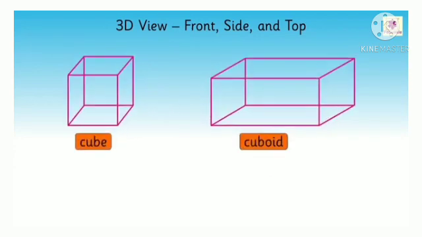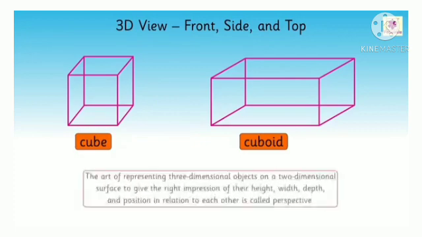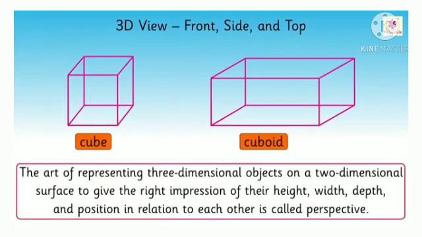Kids, we just saw how the three-dimensional shapes look when drawn on a paper which is two-dimensional. This art of representing three-dimensional objects on a two-dimensional surface to give the right impression of their height, width, depth and position in relation to each other is called perspective.